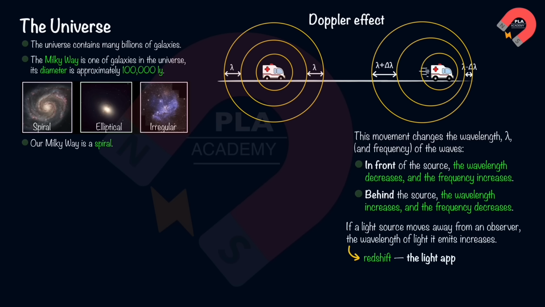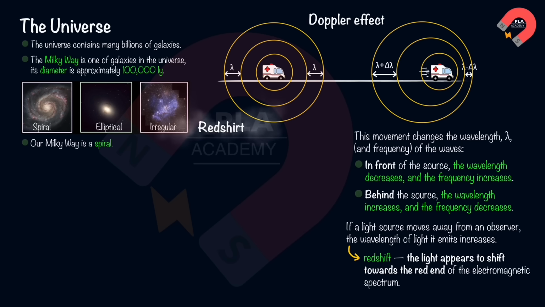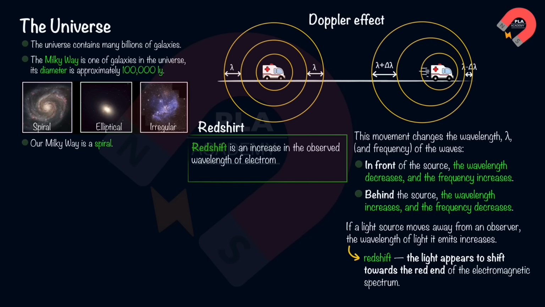This is known as a redshift, because the light appears to shift towards the red end of the electromagnetic spectrum. Redshift is an increase in the observed wavelength of electromagnetic radiation emitted from receding stars and galaxies. This means that the light reaching us from these objects has its wavelength stretched, shifting it towards the red end of the electromagnetic spectrum compared to the light we observe on Earth.